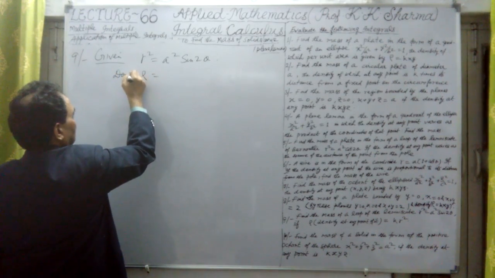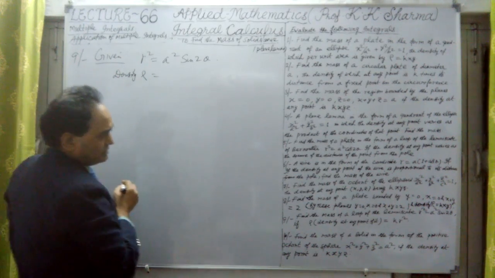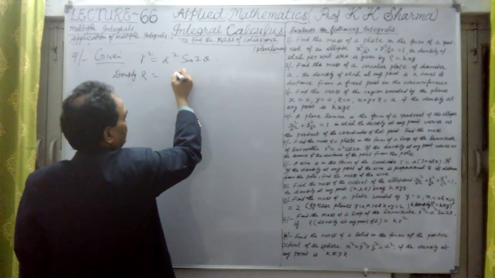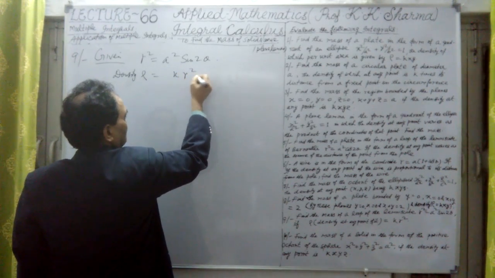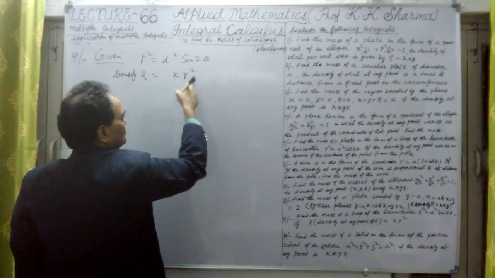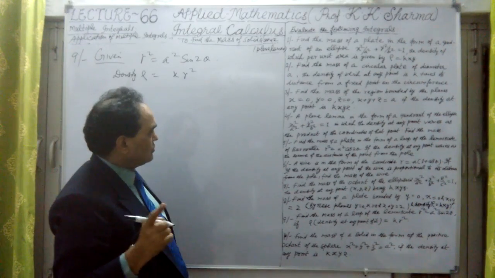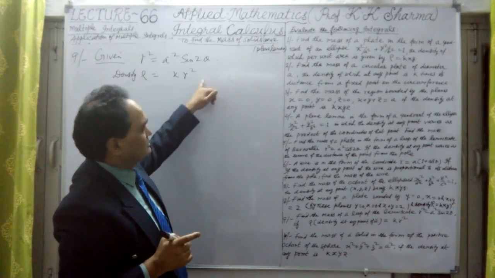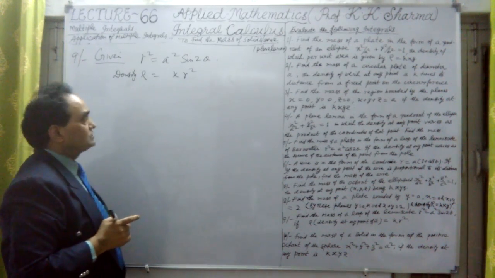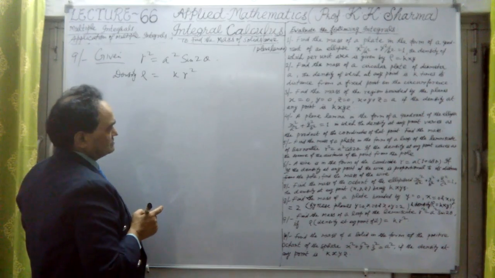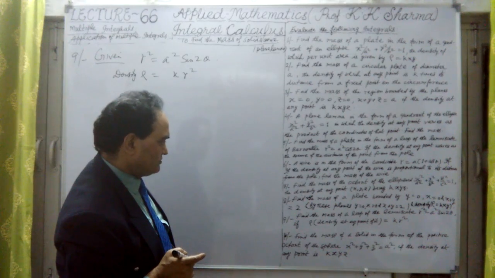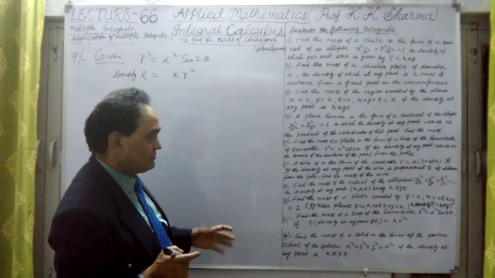Density rho at any point of it is k into r square. k is a constant, so rho is proportional to r square. r is the distance of any point on the lemniscate from its pole. Here the polar coordinates are r and theta. In terms of r and theta, it is given to us. We have to find the mass of a loop of the lemniscate.